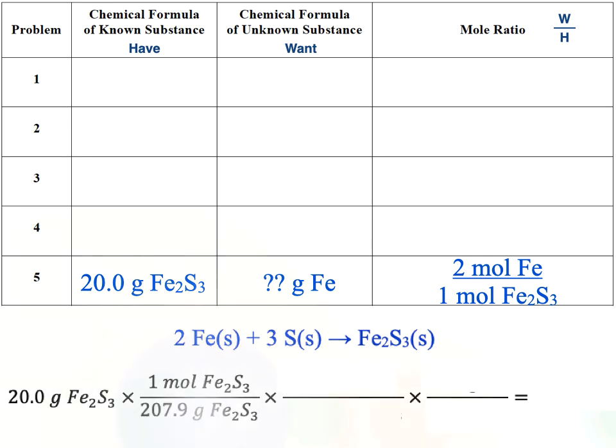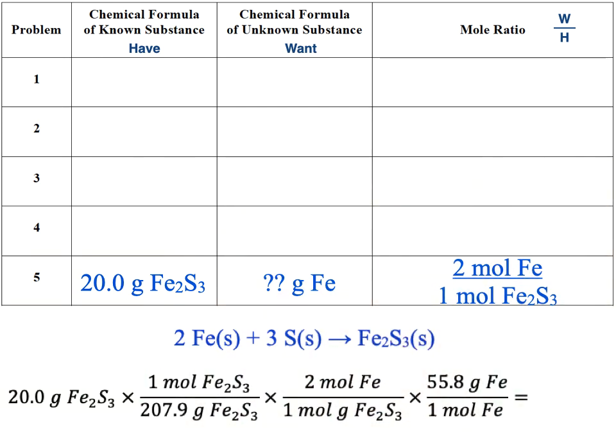Second, we use our mole ratio from the balanced equation. We want iron, so we put the 2 moles on the top, and we put 1 mole of Fe2S3, not 1 mole gram, just 1 mole. Last step, I want grams, so I put 1 mole of iron on the bottom, 55.8 grams on the top, and I do the math and I get 10.7 grams.